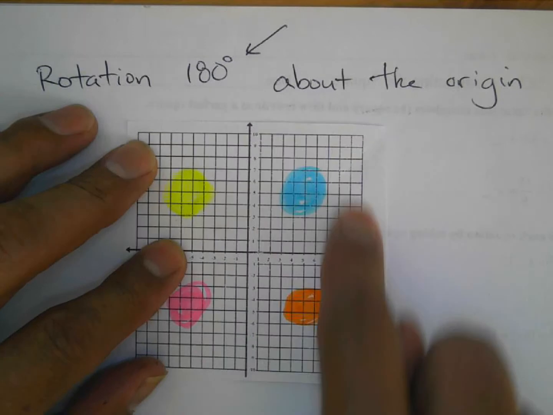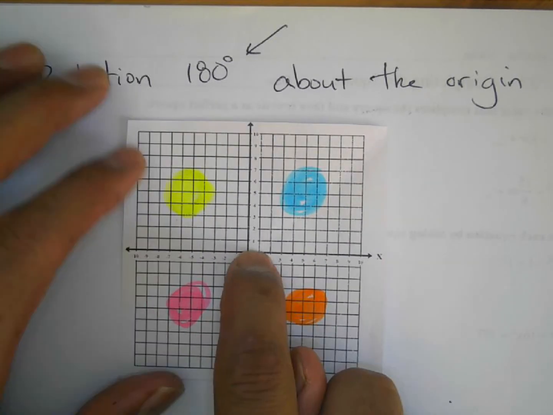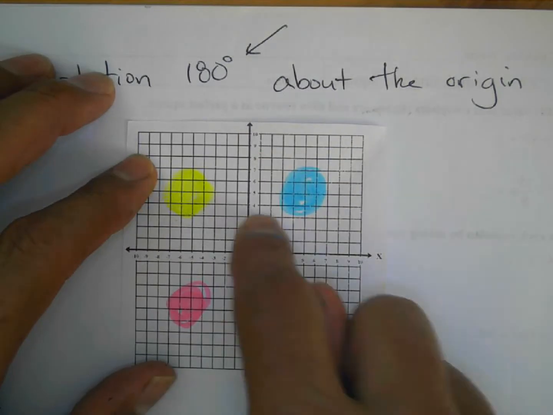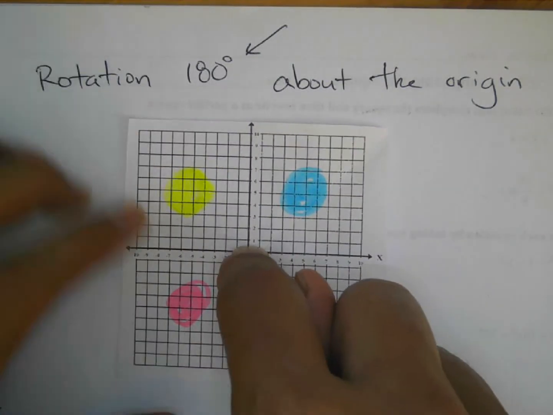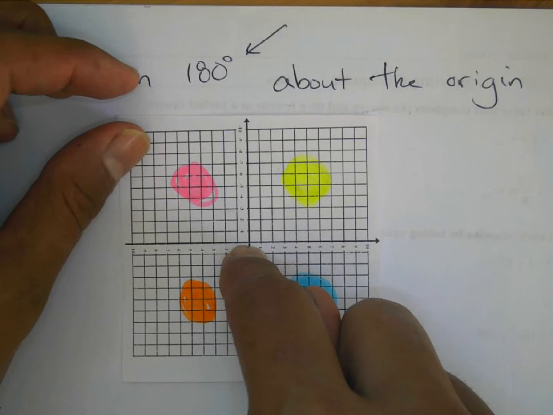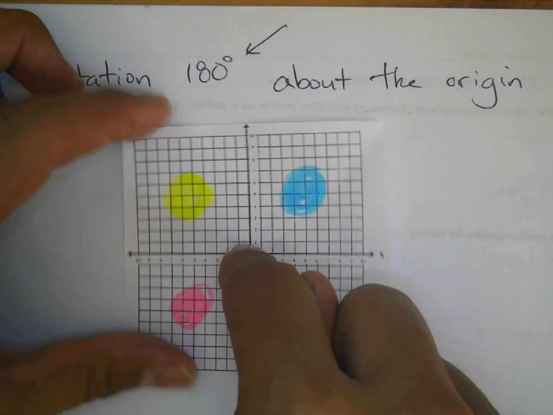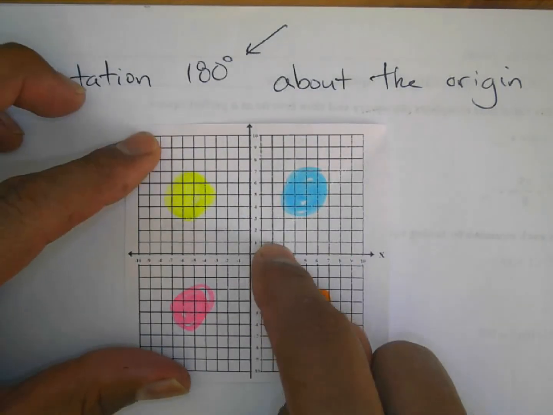If it was clockwise, you know the way the clock runs, it was to the right like this. So you'd see that the blue would come here, the orange would come here. That was 90 degrees, right? It's only a quarter turn. It's one quadrant of a turn, because each quadrant is 90 degrees.